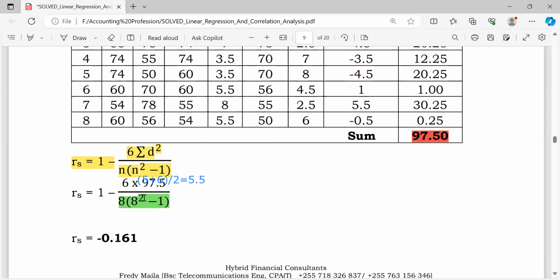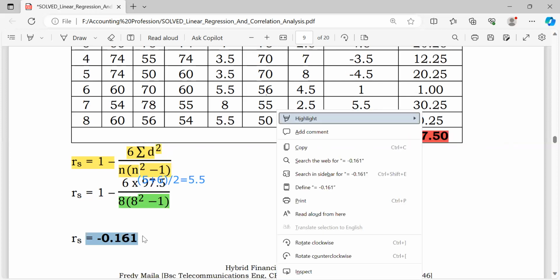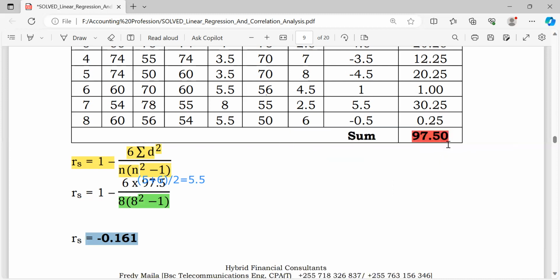So 8 squared equals 64 minus 8 times 63, and then we divide. You take 6 times 97.5 divided by this figure here on the denominator, and then we'd have your r as negative 0.161. So that would be your value, right? Yeah. Actually, you would have finished everything.